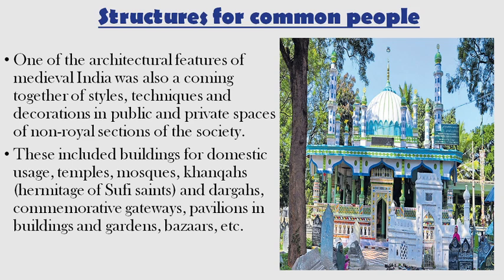One of the architectural features of medieval India was also a coming together of styles, techniques, and decorations in public and private spaces of non royal sections of the society. This included buildings for domestic usage, temples, mosques, khanqahs. Khanqahs are the hermitages of Sufi saints, and dargahs, commemorative gateways, pavilions and buildings and gardens, bazaars, etc. So these are some of the structures for common people like the dargahs, the mosques, the temples, khanqahs, etc.